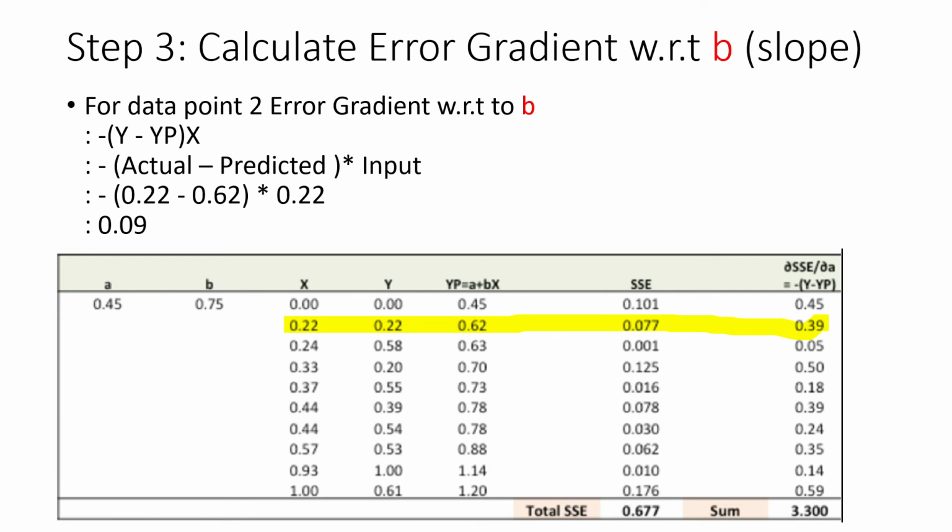Step 3 continued. We'll calculate the error gradient with respect to b, which is our second weight, that is the slope of the line. And the formula, that is when you calculate the partial derivative of sum of squared error with respect to b, this is the formula that you get. So we will be calculating it for data point 2. The actual value of y for data point 2 is 0.22, the predicted value for y is 0.62. That's the prediction that our model made. And the input value, that is the x value for data point 2, is 0.22. We just plug in the values of these three in this formula, and then we get 0.09. That is only for data point 2.